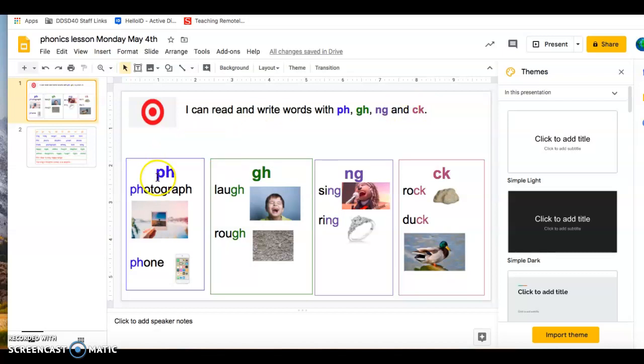So here, let's look at some examples. PH, like photograph and phone. GH, like laugh and rough. NG, like sing and ring. CK, like rock and duck.